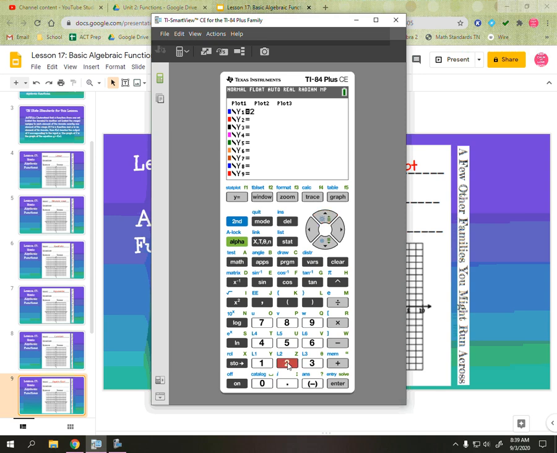Now, to get the to the x part, you do have to use the caret button. Do you see how it pops that little exponent up? And that's where we're going to put in our variable. So 2 to the x. And then we're going to graph. And there it is.